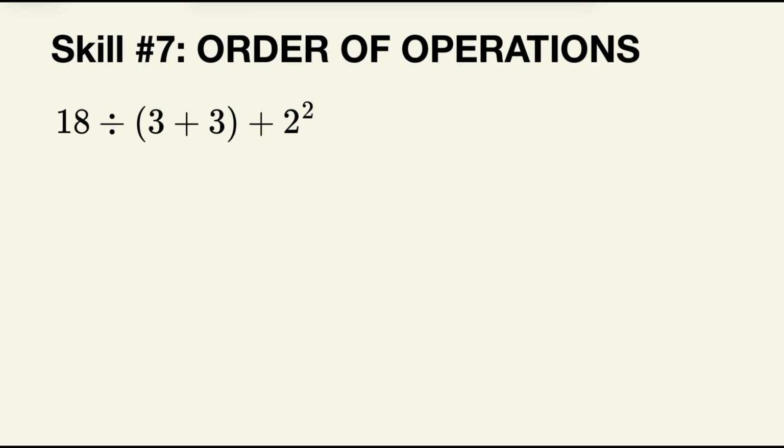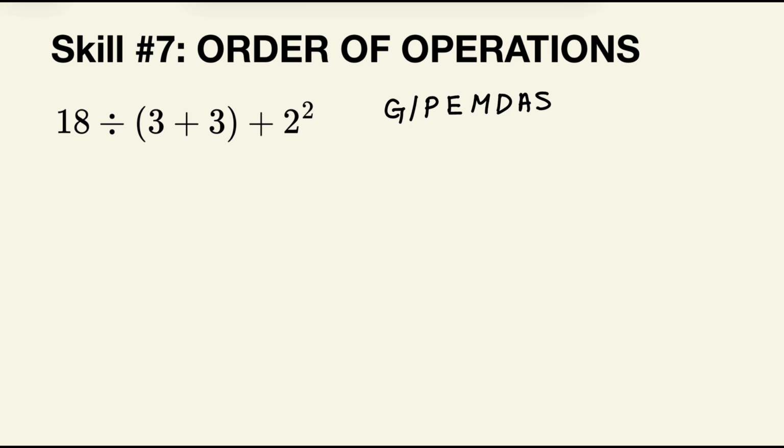Skill number 7, order of operations. So go ahead and pause the video and try to solve this one on your own first. All right, so let's go ahead and write that acronym GEMDAS or PEMDAS. So you may have learned it as GEMDAS or PEMDAS, so I'll just write G/P. G is for grouping symbols, P is for parentheses. And then, of course, we have E for exponents, M for multiplication, D for division, A for addition, and S for subtraction. All right, so let's go ahead and follow this process.